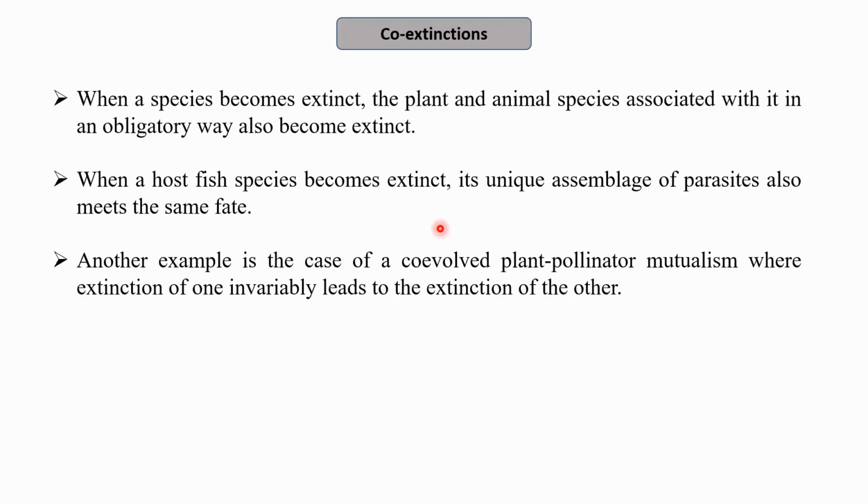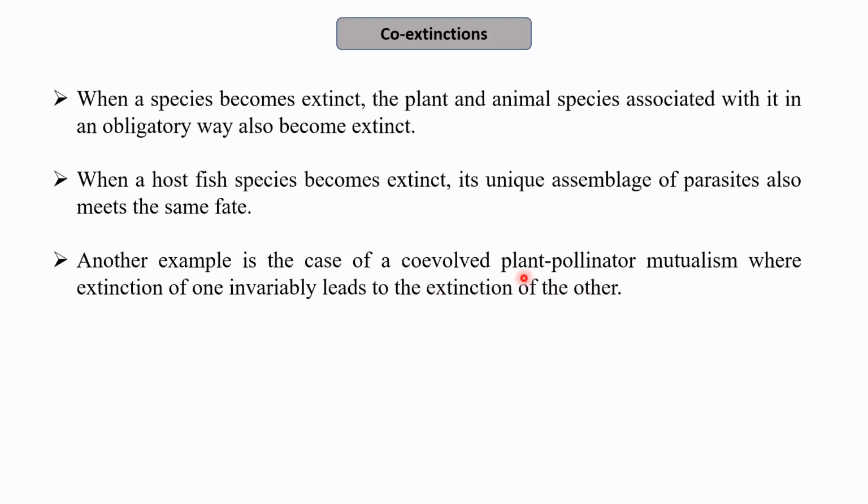So when a species becomes extinct, the plant and animal species associated with it in an obligatory way also become extinct. When they are obligatorily associated, meaning they are exclusively dependent on each other, then the loss of one of the species will definitely lead to the extinction of the other species also. So when a host fish species becomes extinct, its unique assemblage of parasites also meets the same fate. Another example is the case of co-evolved plant-pollinator mutualism, where extinction of one invariably leads to the extinction of the other.